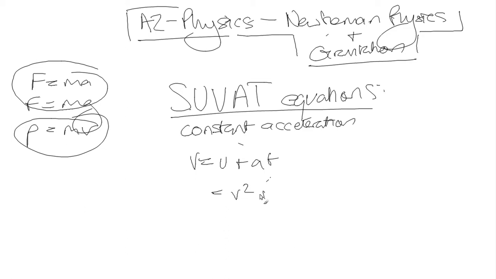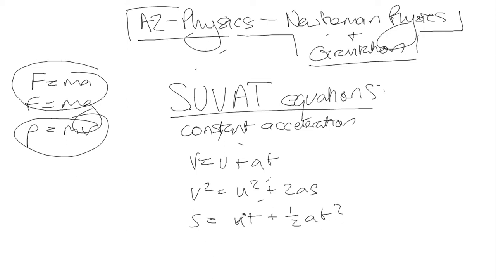V squared plus 2as is equal to u squared. No, at least, I'm messing this up, am I not? V squared is equal to u squared plus 2as. Is that right? Yeah, that looks about right. S is equal to ut plus a half at squared.